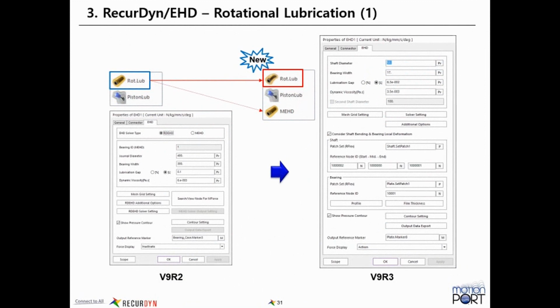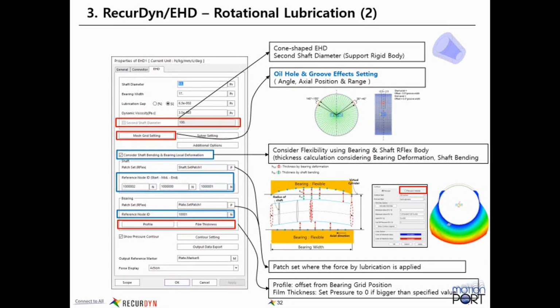So there have also been some changes in RecurDyn V9R3 to the hydrodynamic lubrication. In V9R2, there used to be rotational lubrication and piston lubrication options. And this has been split into 3 different options. And in V9R3, basically some more functionality has been included here.